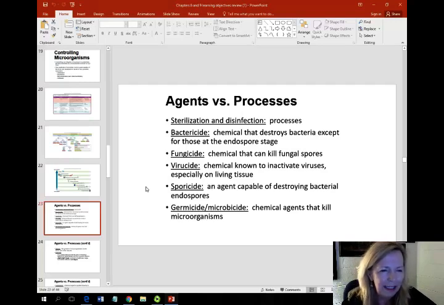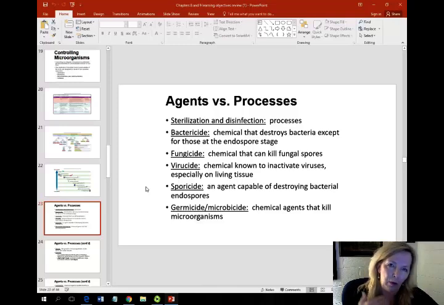Now, thinking about something that is cidal versus static, bactericidal versus bacteriostatic: cidal means to kill. So it's something that's actually going to stop the growth and kill. Static means that you can slow the microbes down in their regeneration process. It's important to understand that many times you wouldn't even need to kill everything. All you need to do is slow it down.